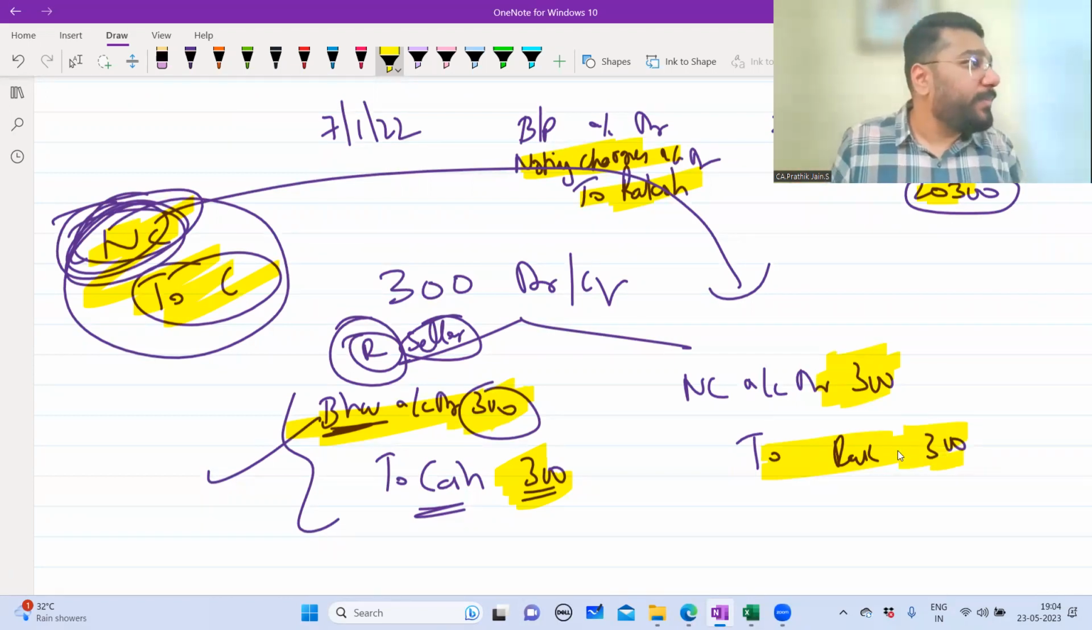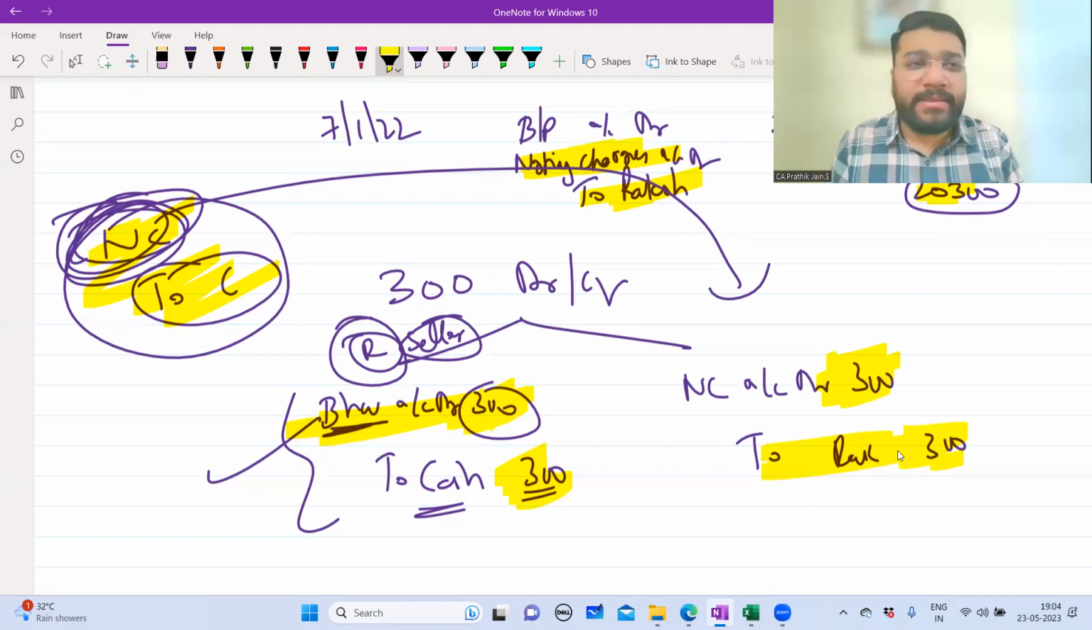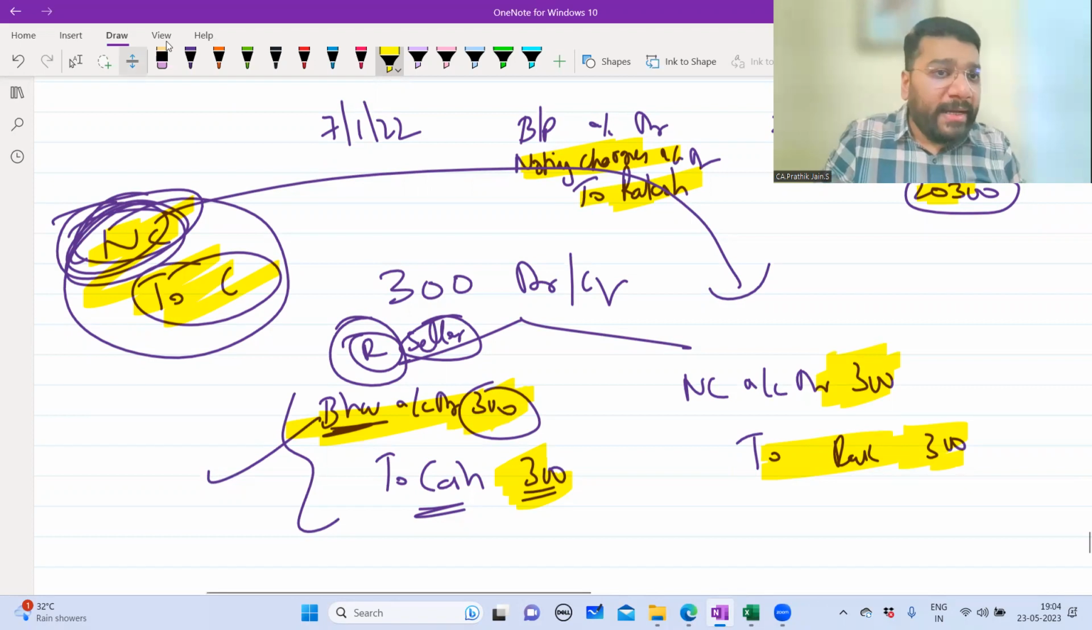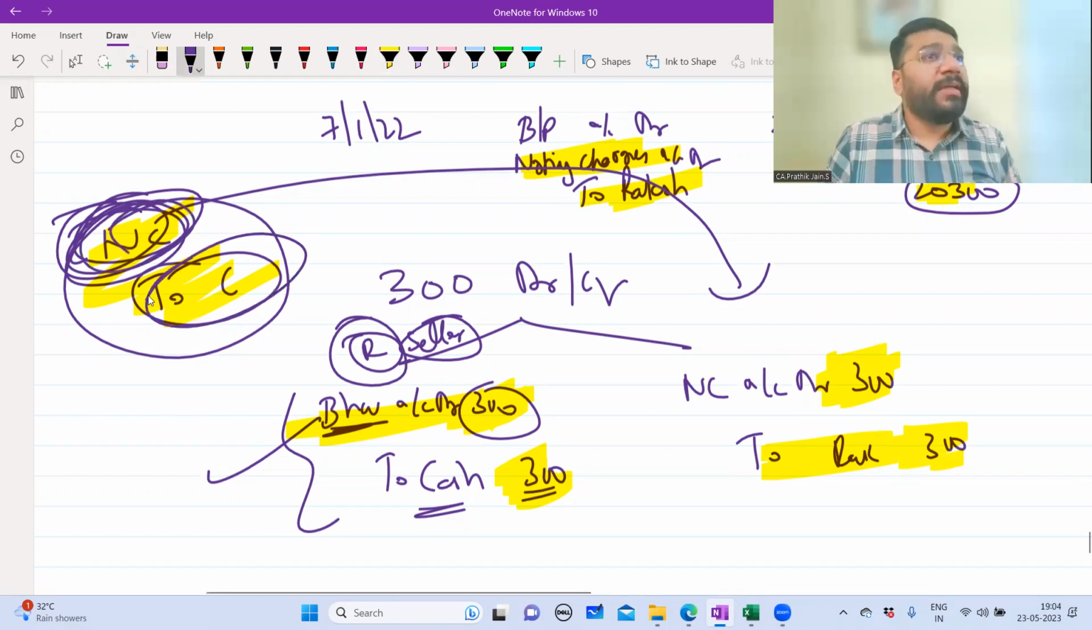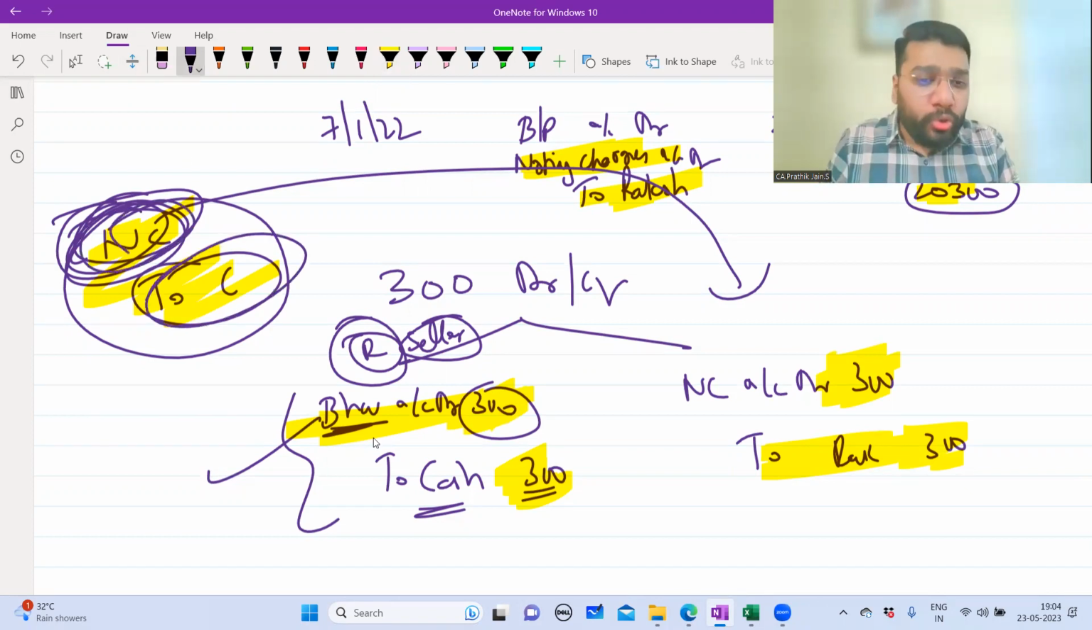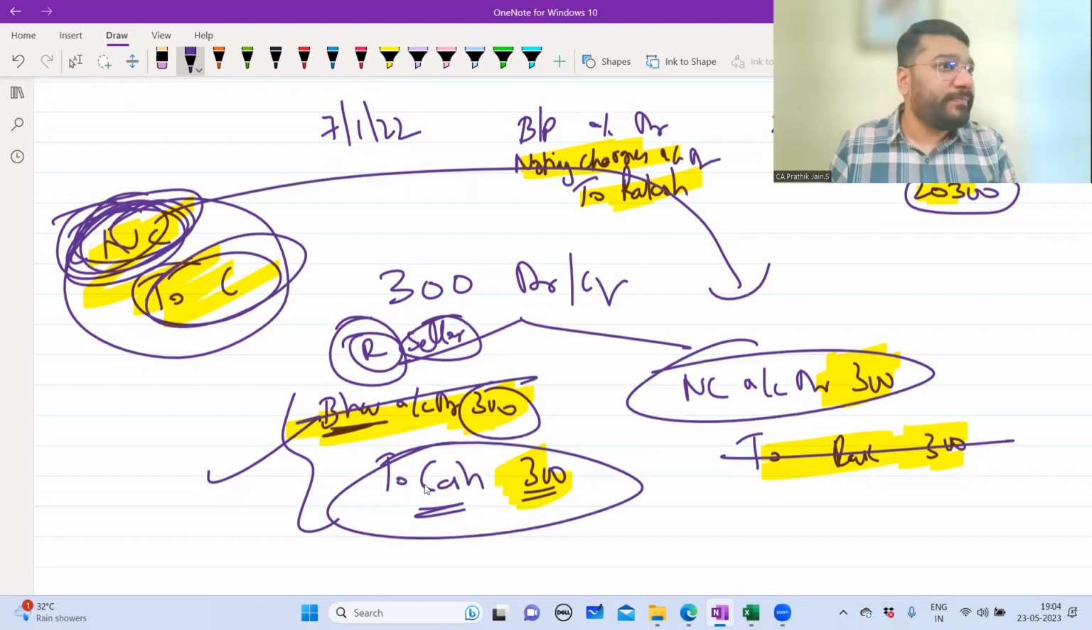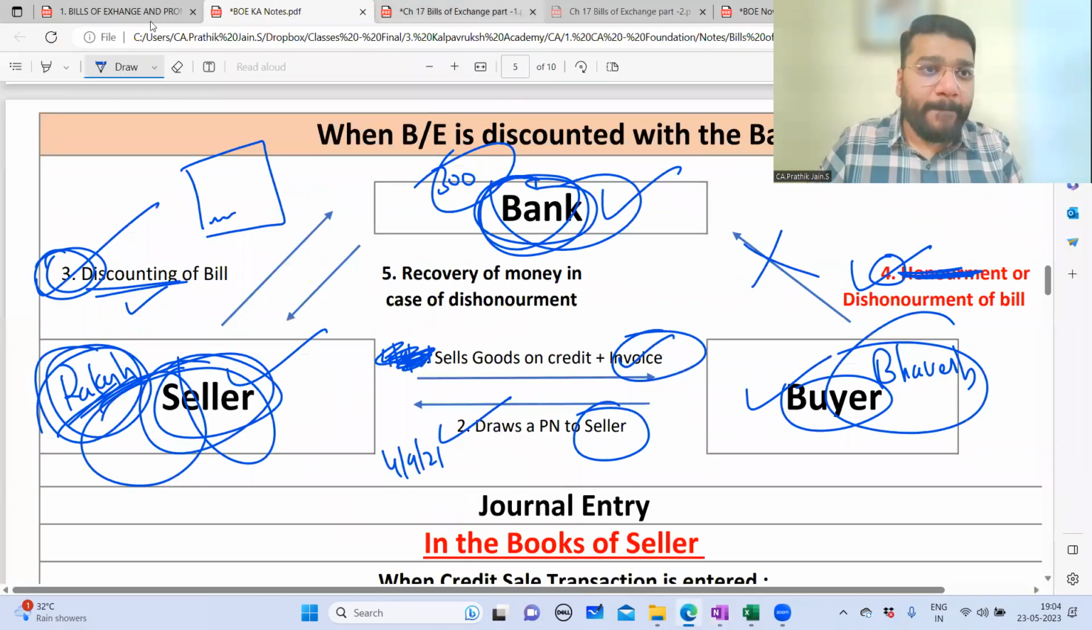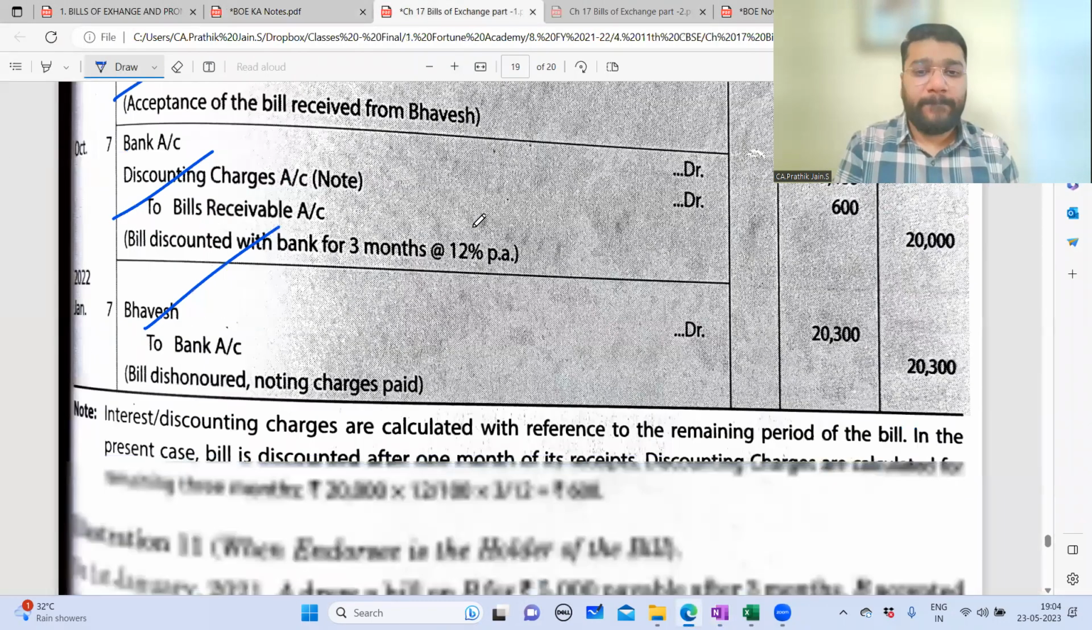Let me check once. Guys, are you able to understand this part? Hello? Are you feeling confused? Clear with this part? Basically, yes. This is one entry, guys. Noting charges to cash is broken down into two entries. If Bhavesh and Rakesh are knocked off, what am I left with? Noting charges to cash. All people, comfortable, not comfortable? Yes, sir.